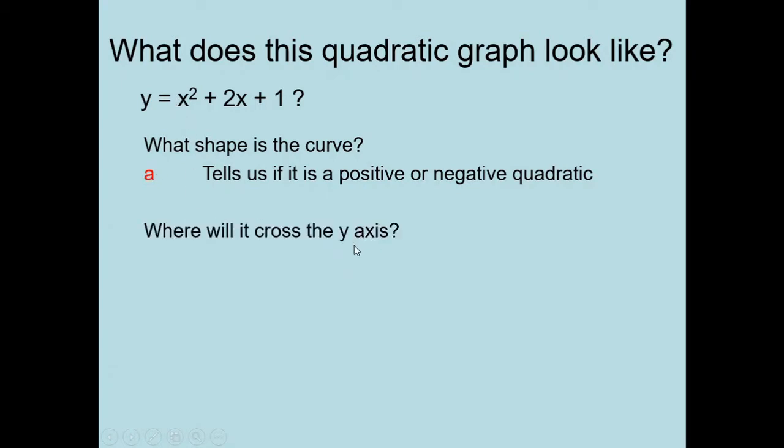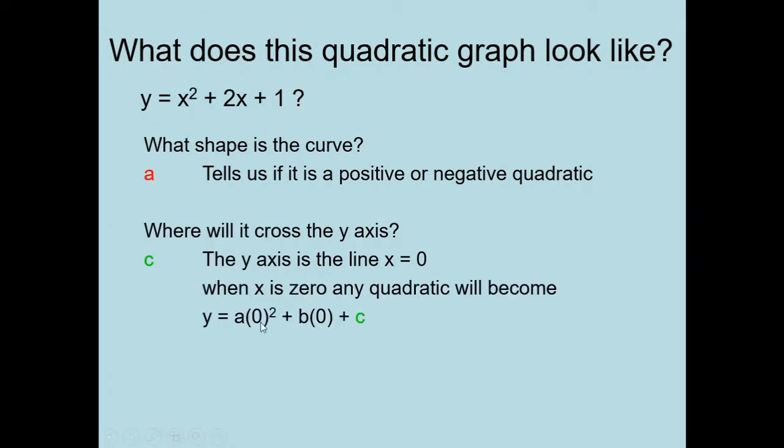Where will it cross the y-axis? Well, the y-axis is the line x equals 0. So that's where x equals 0. And if x equals 0, then all I'll have left is the 1, the c term. Now let me show you that for any quadratic, where we've got y equals ax squared plus bx plus c. If x is 0, a times 0 squared will become 0, b times 0 will become 0, and c is the only thing we've got left. When x is equal to 0, y will always be equal to the c term.